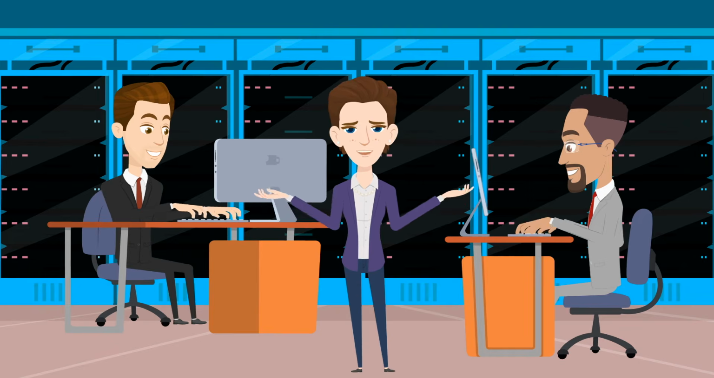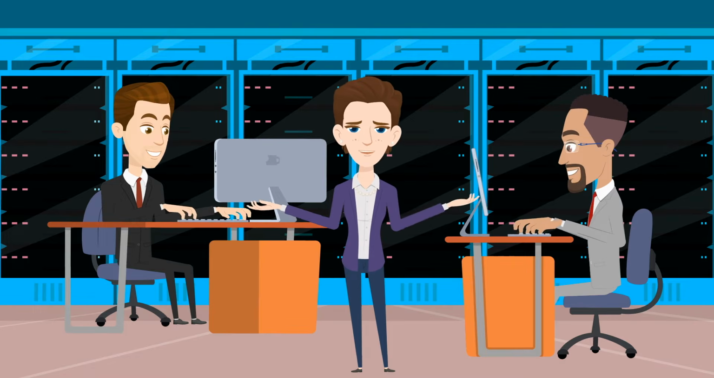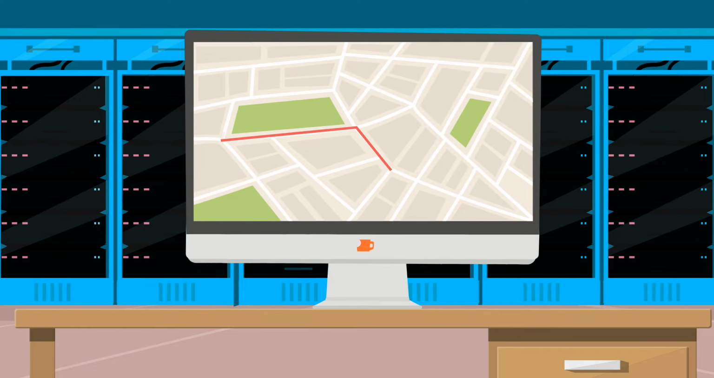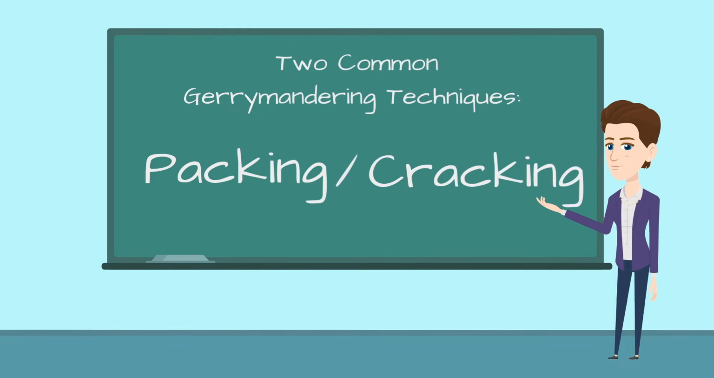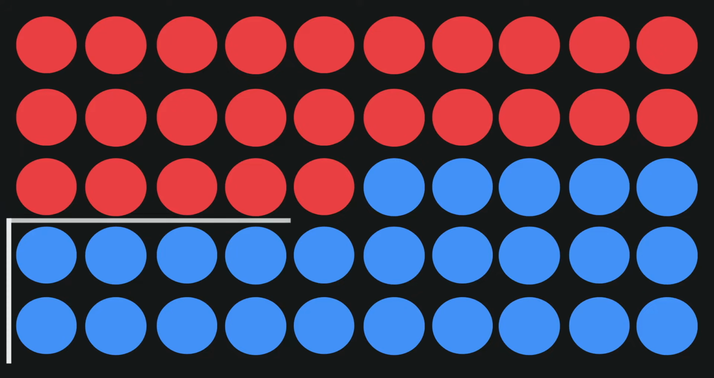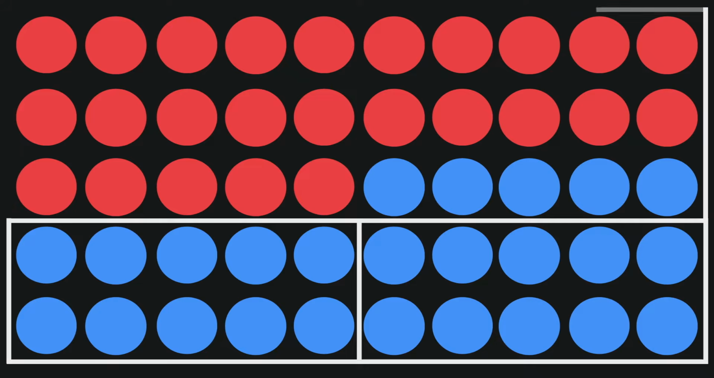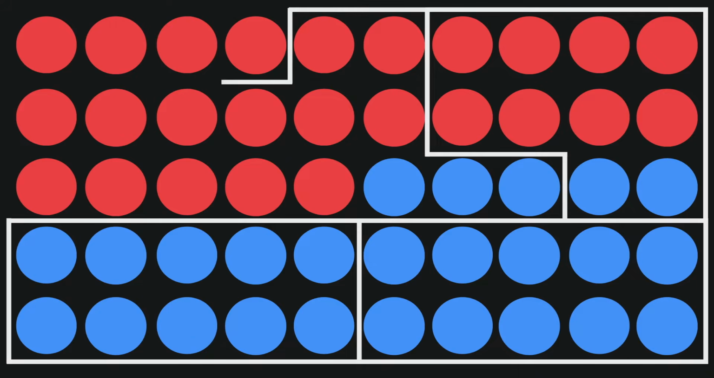With sophisticated software and access to voter data, politicians are able to precisely gerrymander districts for their own or their party's benefit. There are multiple ways to gerrymander. Two of the common techniques are called packing and cracking. Packing occurs when the supporters of a specific party are consolidated into as few districts as possible.